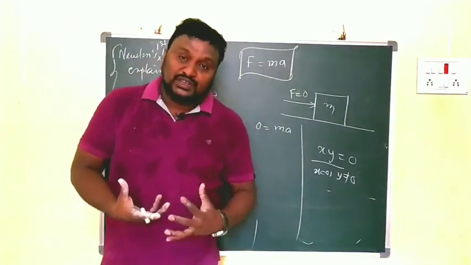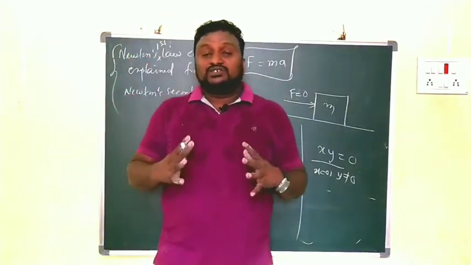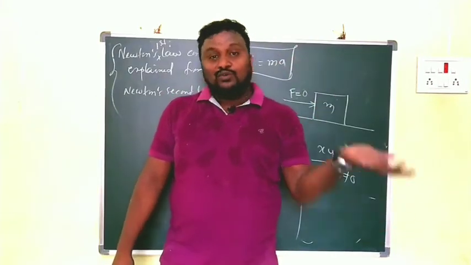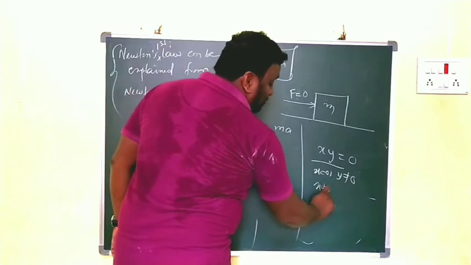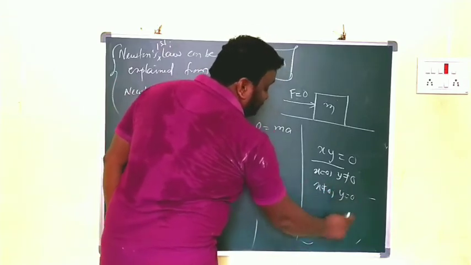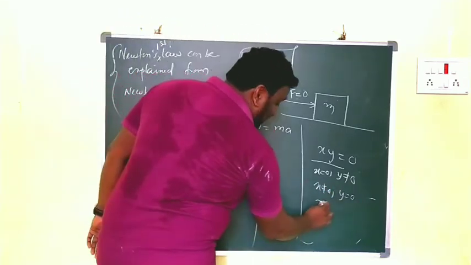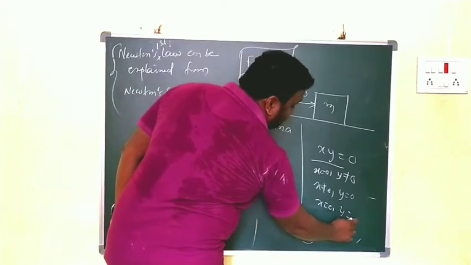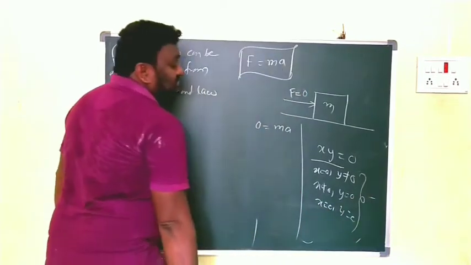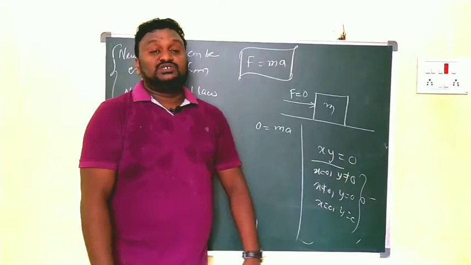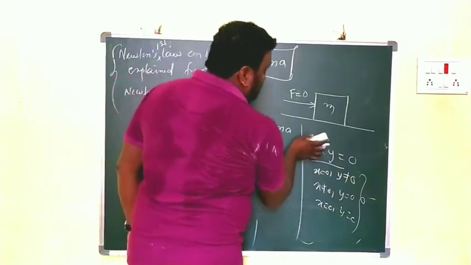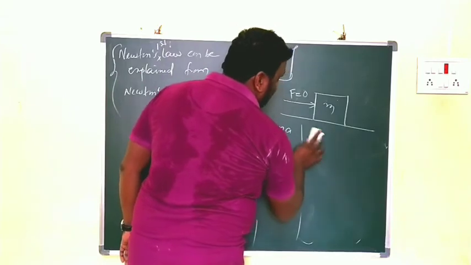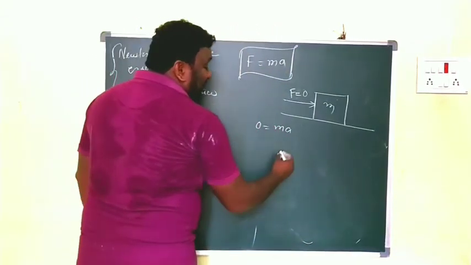xy is equal to 0. For that equation to be true, maybe x is 0 or y is 0 or both are 0. We have x not equal to 0 and y is 0, or x is 0 and y is not 0, or both are 0. Under these three conditions, xy is equal to 0 will be satisfied. Like that, here I am taking now 0 is equal to ma. Already we know that mass can never be 0.